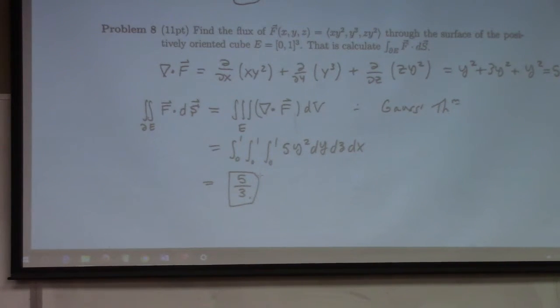There are variations on this theme, right? I could ask you to calculate the flux over 5 faces of the cube. Then what would you do? What's probably a good strategy if I were to ask that? What if I said, calculate the flux over everything except for this face? How would you handle that problem?